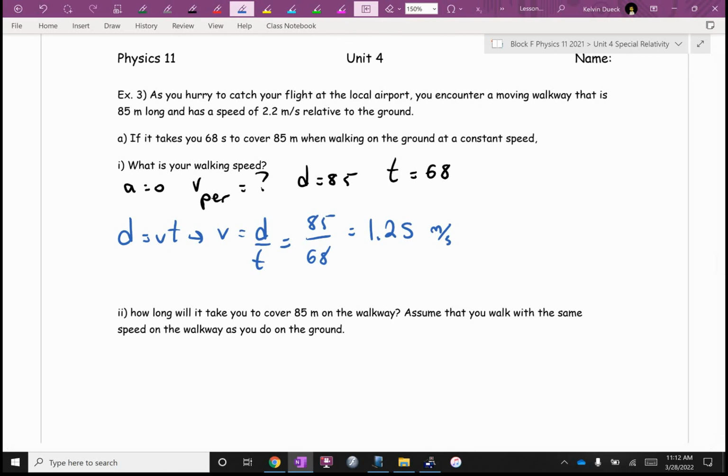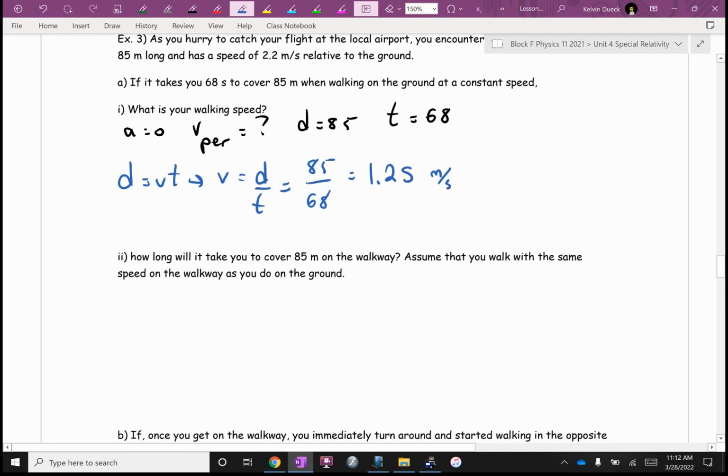Okay. So, how long will it take me to cover 85 meters on the walkway? What's part two asking me to find? Yep. And it looks like D is 85. Am I on the walkway now? In part two? So are there two objects moving at different speeds? This is a job for relative speed. Now I'm going to use V_rel.